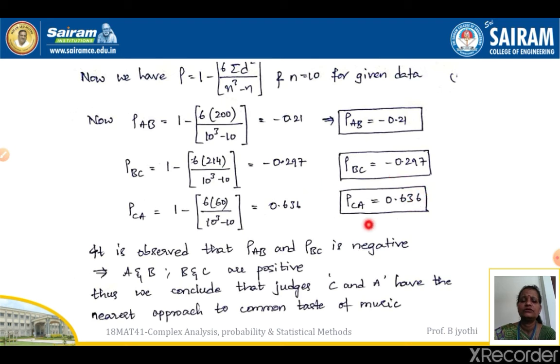This is a good understanding between the 2 judges. Here we are getting a negative correlation, here also we are getting a negative correlation, so these cannot be considered. That means the taste of A and B are very far off, and similarly B and C are also very far off. And coming to C and A, there is similar taste for music, therefore these 2 only can be considered. So it is observed that rho AB and rho BC are negative. Thus, we conclude that the judges C and A have the nearest approach to common taste of music.